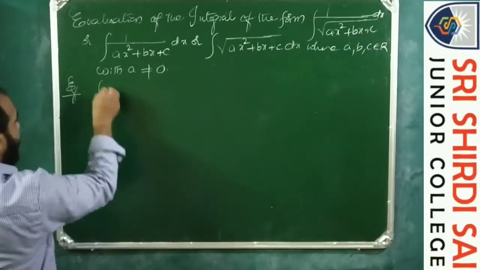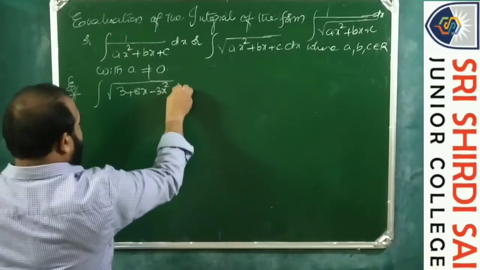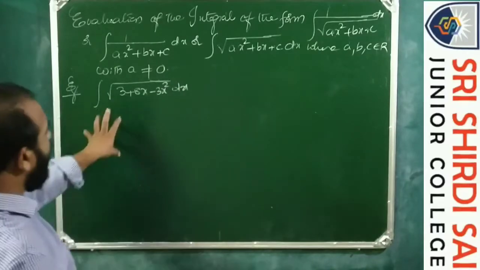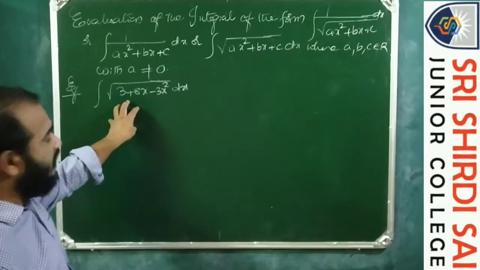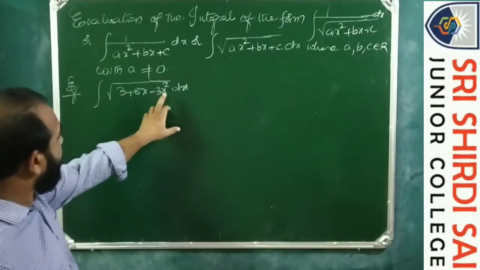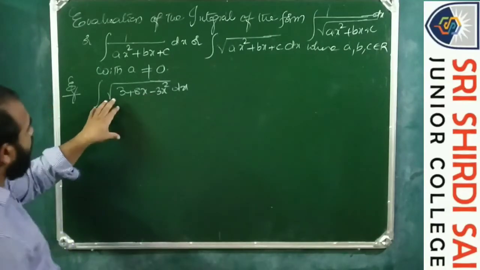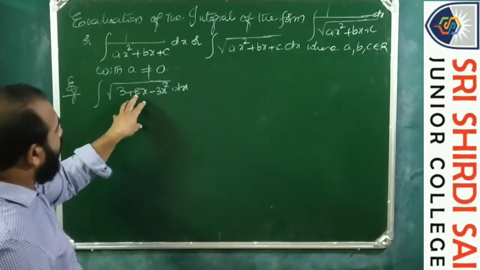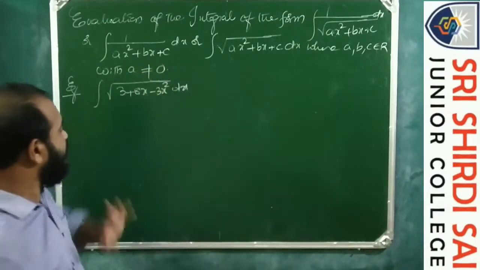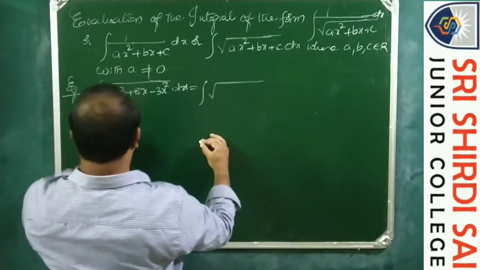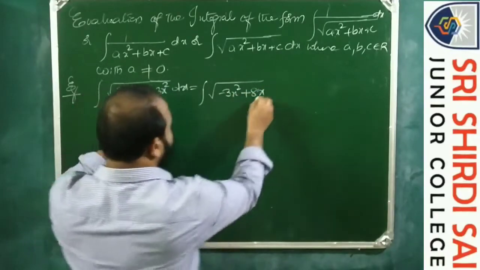For example, the integral of square root of 3 plus 8x minus 3x square dx. Let us see how to evaluate this integral. First and foremost, the given integral contains the quadratic expression ax square plus bx plus c. So first let us try to write it in a proper order: x square, x and constant. So this is the square root of minus 3x square plus 8x plus 3 dx.